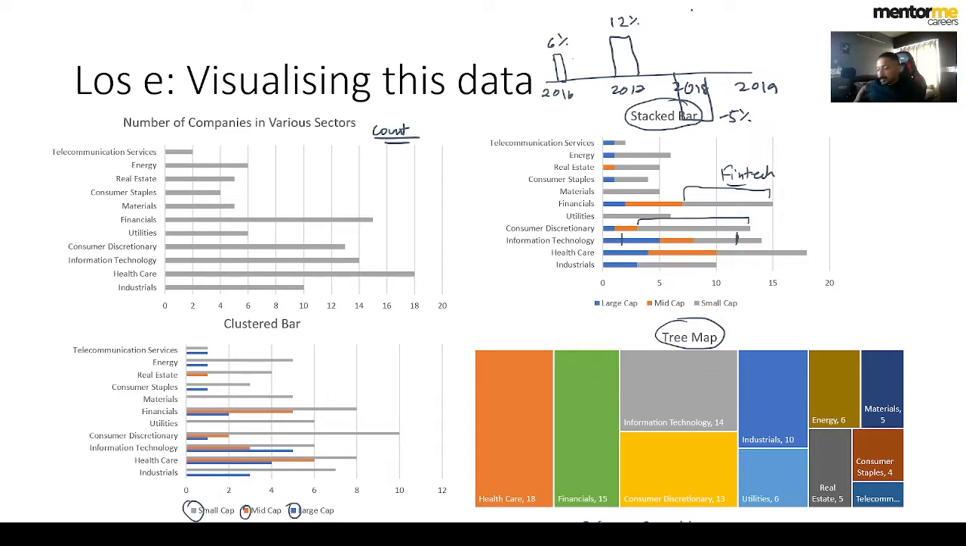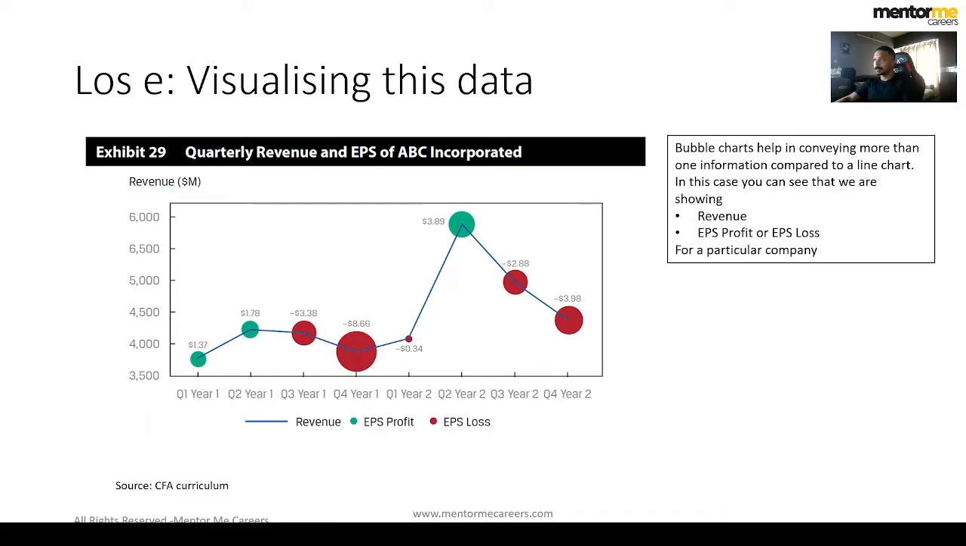So the question that we come to now is, how do we choose? Okay, that is where we are going. Okay, this is the final type of chart. It's also called a bubble chart.